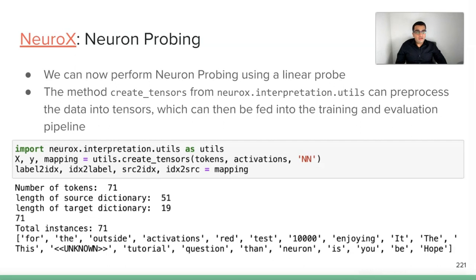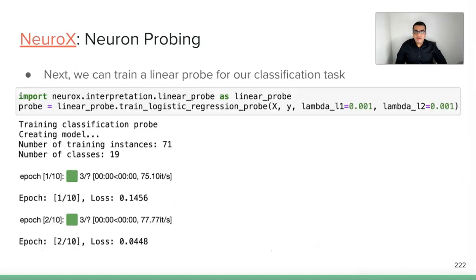Now that we have all the data loaded, we can start doing our neuron probing. The first step in this process is to convert the data into a form that can be fed into the training, evaluation, and analysis pipeline. This can easily be done using the create_tensors method provided in the library. It takes the loaded tokens and activations and converts them into standard shaped tensors of numbers that can be directly used downstream. A mapping dictionary is also returned so that the user can map the numbers back to actual words and class labels. The API reference has all the details and also has more options that you can use when calling this function.